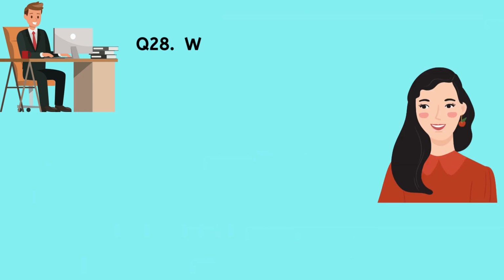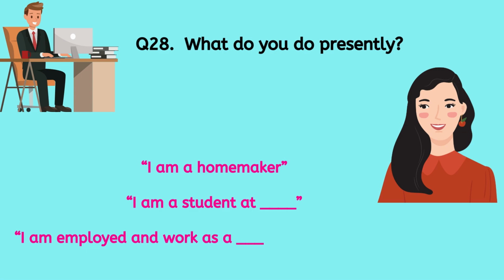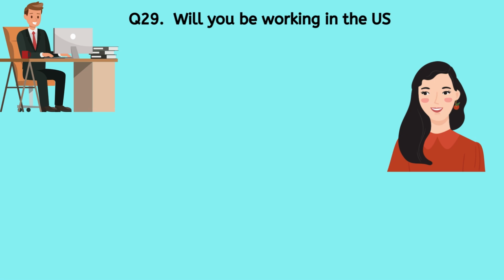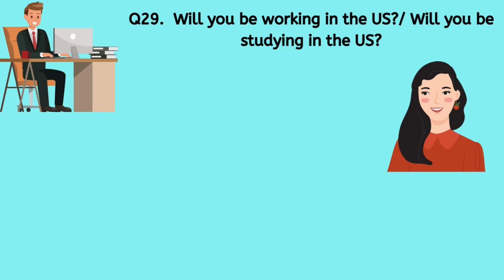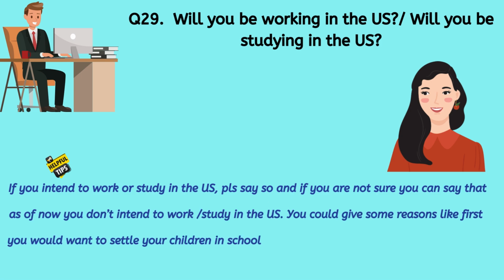Then they might ask you, what do you do presently, or what do you do currently? Now here what they want to know is that if you're a homemaker, you're a student, you're employed, whatever is it that you do, mention that clearly and honestly. However, if they specifically ask, will you be working in the United States or will you be studying in the United States? And if you intend to work or study in the United States, please say so with full clarity.